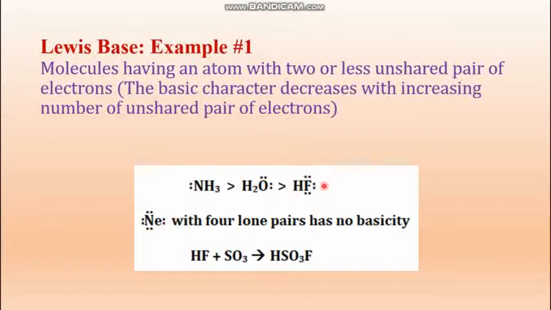HF is also a base because of having 3 pairs of electrons. Here is the example where HF is a base when it reacts with sulfur trioxide, so it plays the role of a base. It reacts with sulfur trioxide to form HSO3F.